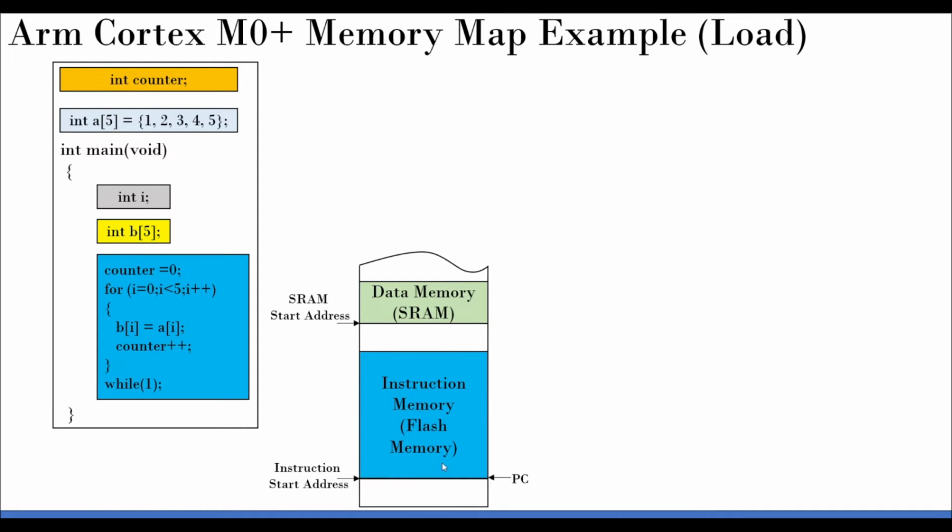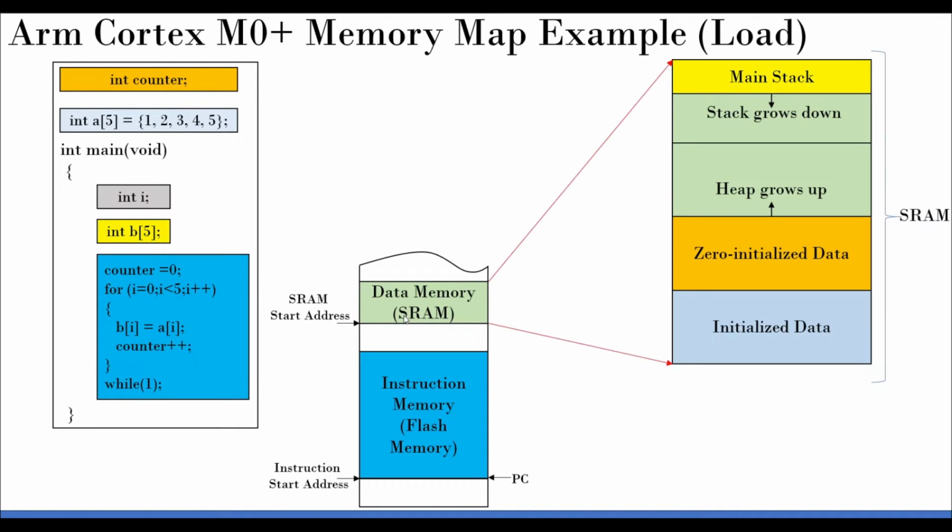So you will have the instruction memory. Typically you put it in the flash, and then you have the data memory. Typically you put it in the RAM. And then in the RAM itself, as I was telling you in the previous slide also, it is split into different types. You will have the initialized data, that means it is not 0 initialized. Then you have the 0 initialized data here. And then you have 2 important types of data memory. One is known as the stack, and the other one is known as the heap.